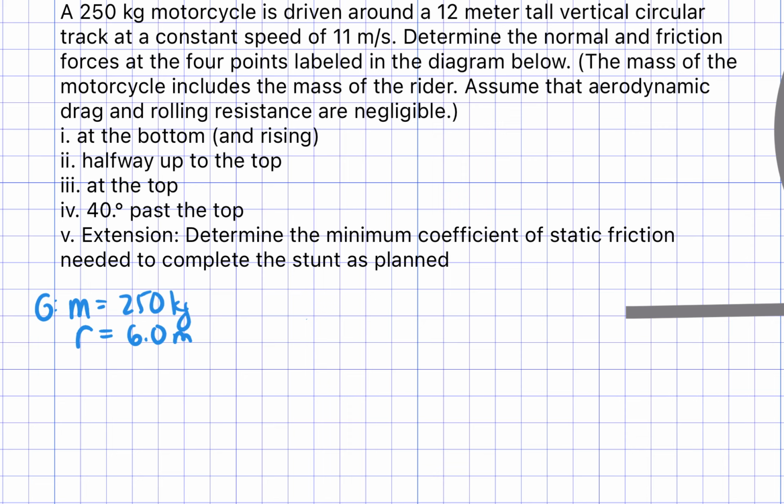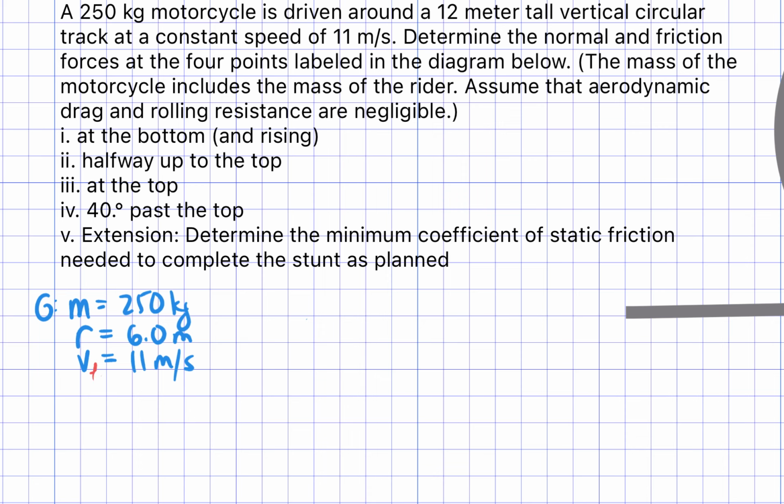It is being driven at a constant speed of 11 meters per second. Okay, so that's the 11 meters per second. It is customary to just use v here instead of v sub t. Technically, it is v sub t. This is a tangential velocity, so it is working tangent to that circle.